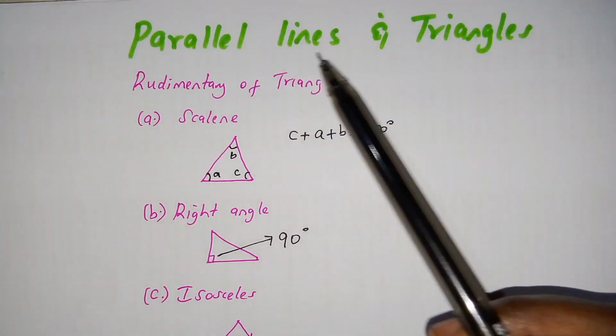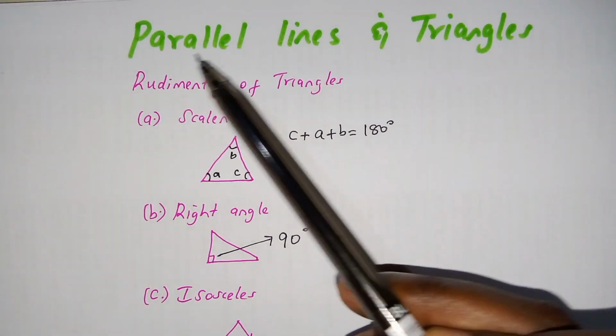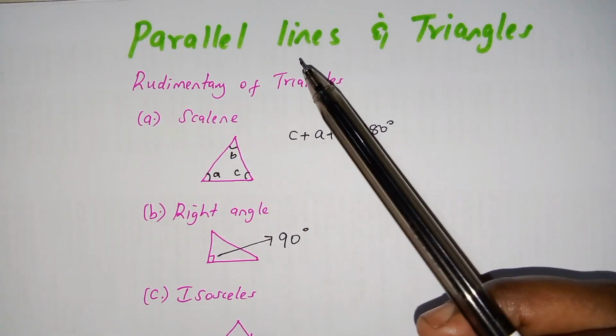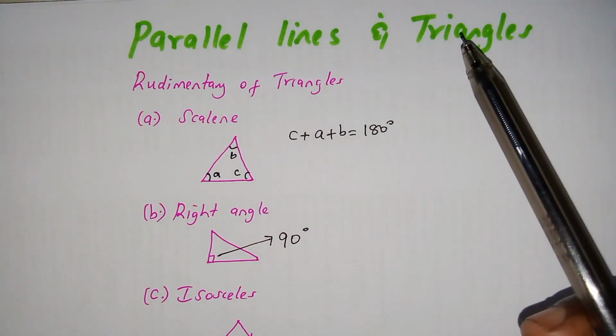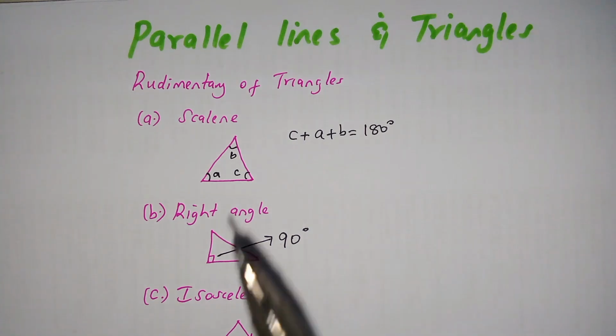So today we'll look at parallel lines and triangles, and I recommend you watch the previous video on parallel lines. I've explained what parallel lines are, so today we're going to do both of them. But before I start, we'll look at the rudiments of triangles. So we have different types of triangles.